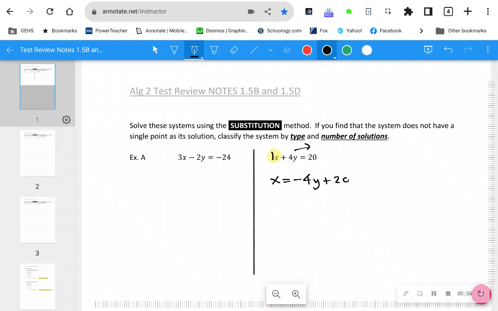So now you have an expression that replaces x. You can replace it with -4y plus 20. And we replace it or substitute on the other side. So you're going to say 3 times that new expression for x. I'll write it in there. And then the rest of it, which is up here.